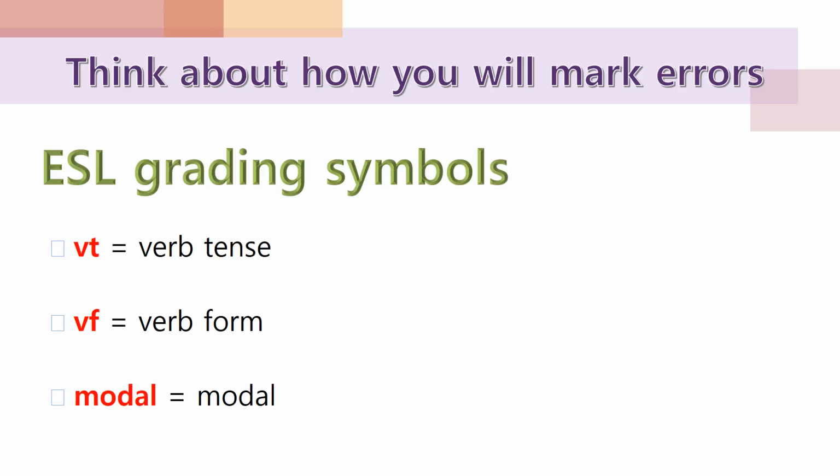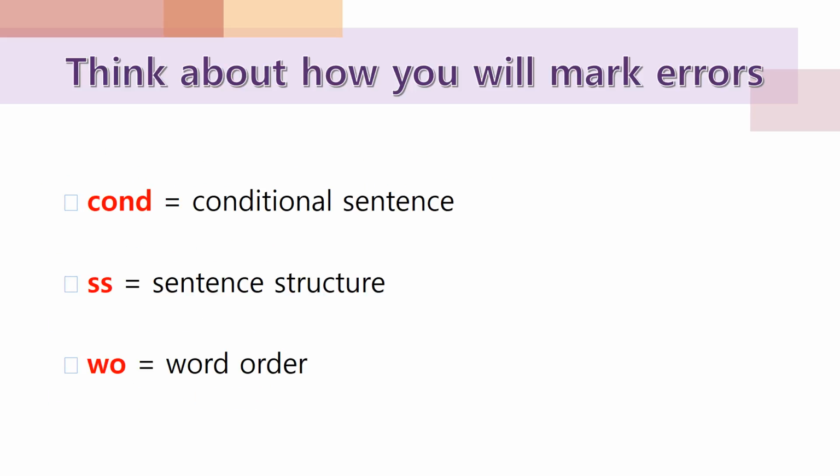Fourth, think about how you will mark errors. Teachers can use various types of markers to correct the errors. These are ESL grading symbols. Can you guess what VT is? It means incorrect verb tense. VF is incorrect verb form. Modal is about modals. There are other symbols like conditional, sentence structure, word order, and so on. If you use these symbols, students correct it by themselves.